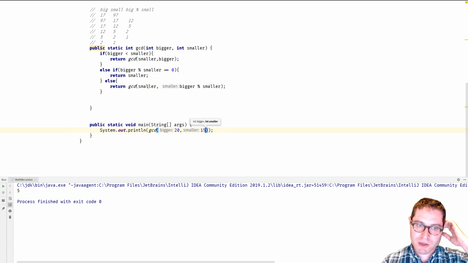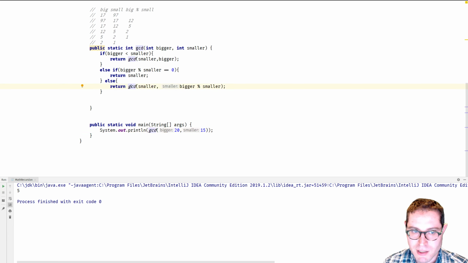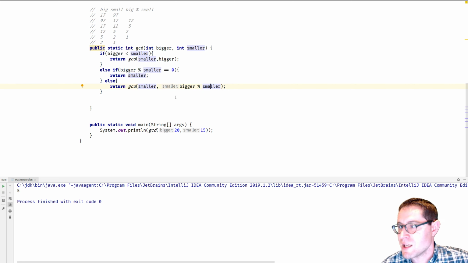Now, how is this a recursive function? We've got our base case, and we're calling this function, but we're calling it on a smaller problem. Each time it makes progress towards the base case, just because we're doing bigger mod a smaller number, so that is going to result in a smaller number than smaller over here, and a smaller number than bigger over here. So they're going to keep getting smaller until we get an answer.